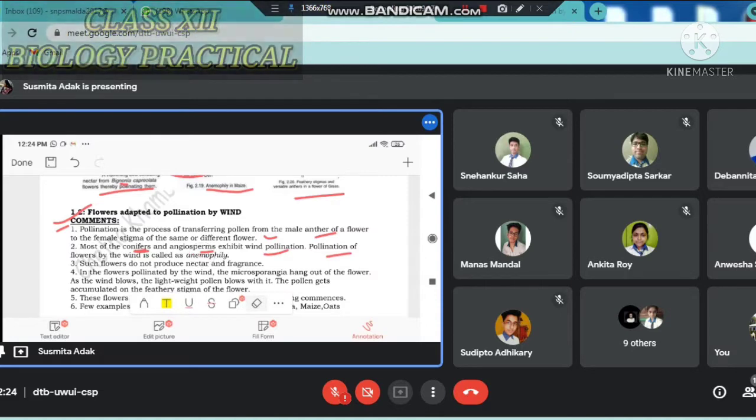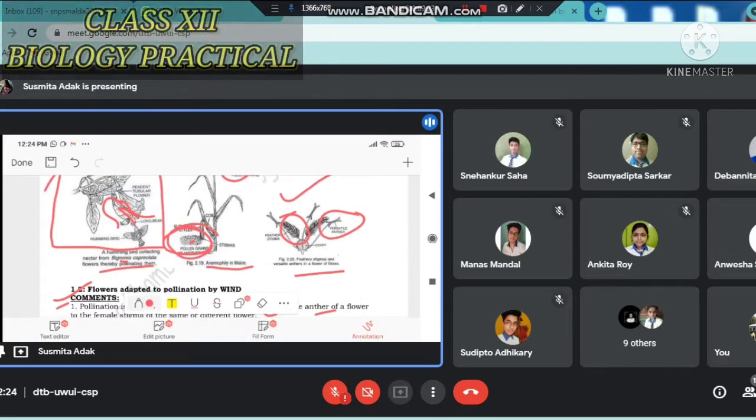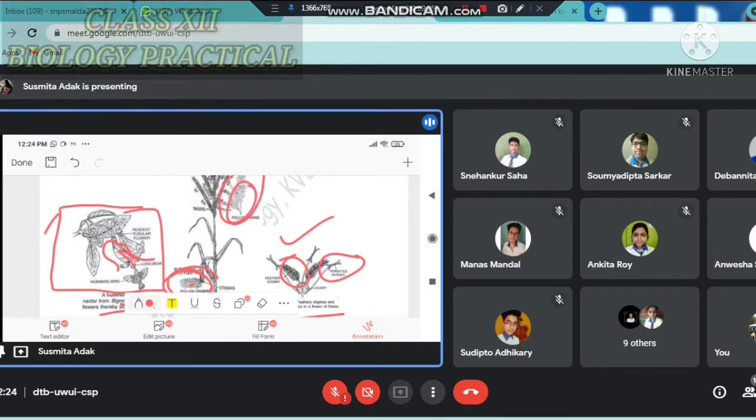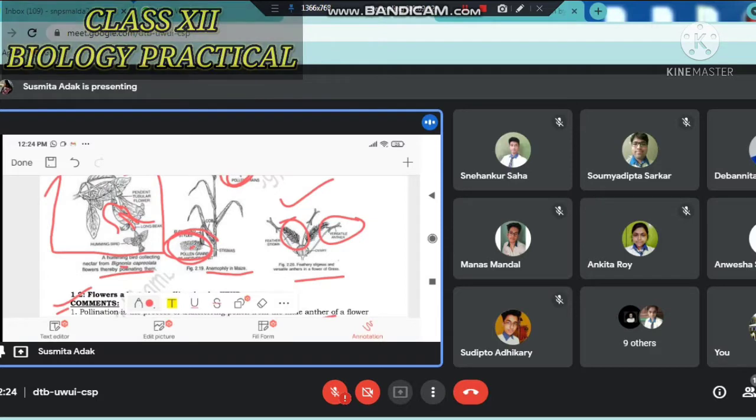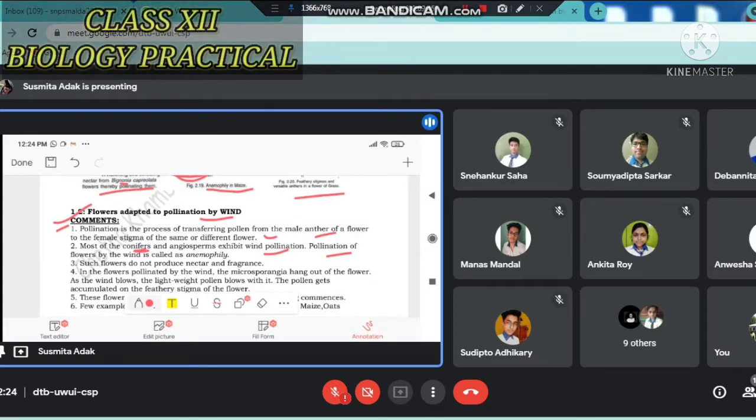So pollination of flowers by the wind is called anemophily. Whatever we have seen, see here the pollen grains came outside the flower, so they can be transferred through the wind, or if they come near the ground, they can be attached to some animals or birds. So by this process also they can be pollinated. The main process is pollination by wind. Okay, so pollination of flowers by wind is called anemophily.